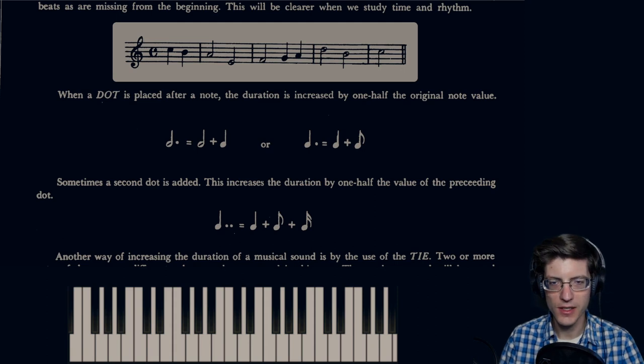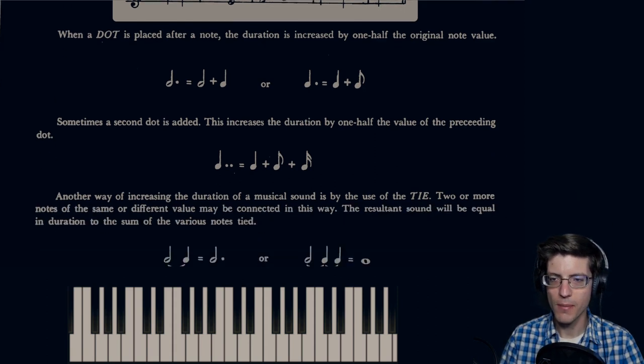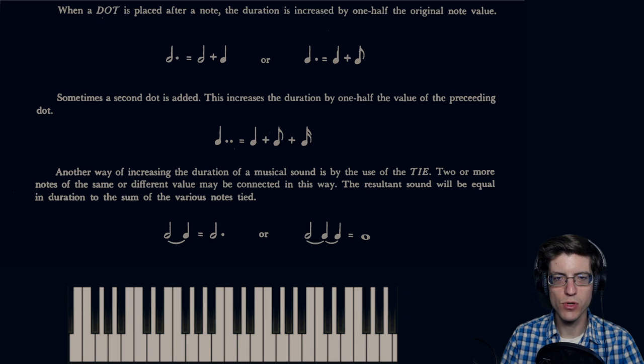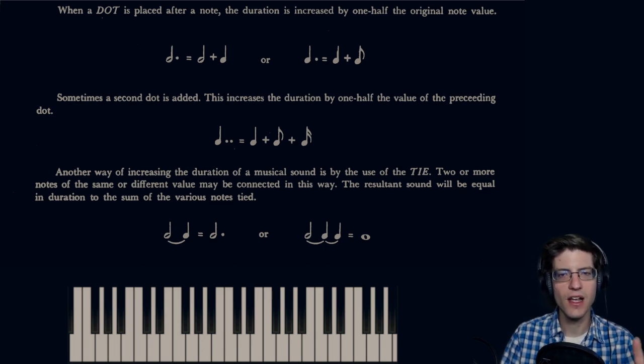Sometimes a second dot is added. This increases the duration by one half of the value of the preceding dot. So if you have a dotted note, you essentially take the value, halve it and append it, and then you halve the appended note, and that's your increased value. So a double-dotted quarter is a quarter note with an eighth note and a sixteenth note.